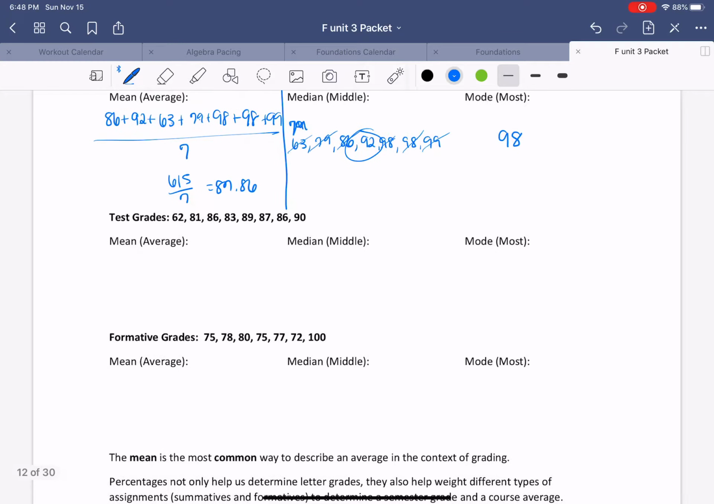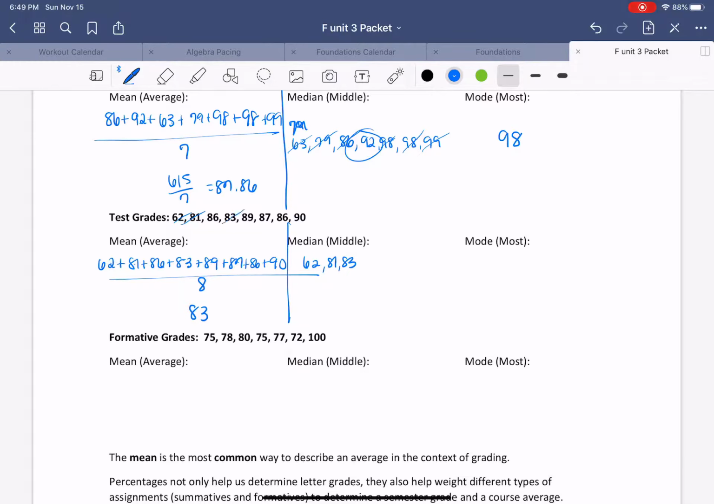Okay, let's do that for these other 2 problems. So first we're going to find the mean, the average. So we add 62 plus 81 plus 86 plus 83 plus 89 plus 87 plus 86 plus 90 and divide by 8. And we get 83.